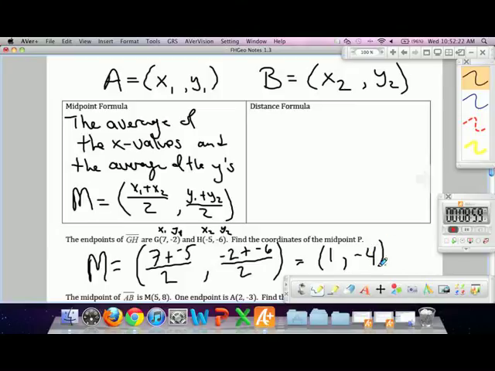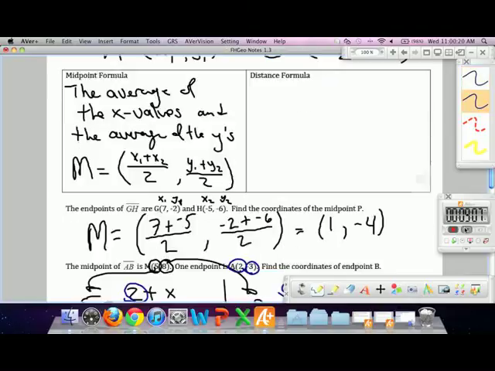Next is the distance formula. The distance formula you may remember from a while back. The distance formula comes from the Pythagorean theorem. If you remember Pythagoras and his theorem, a squared plus b squared equals c squared, it comes directly from that. And what it says is that the distance between 2 points is equal to the following. It's equal to the difference of the two x values squared plus the difference of the two y values squared, and we'll find the square root of that entire thing.